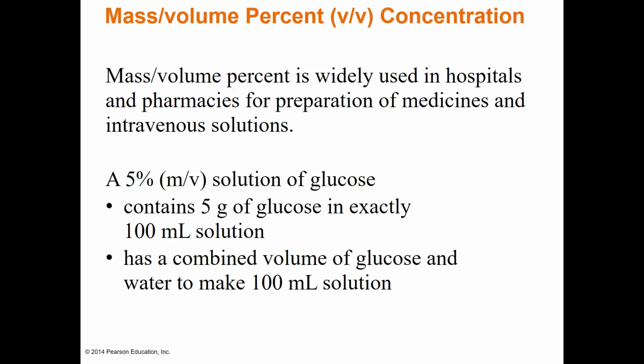It has a combined volume of glucose and water to make 100 ml solution. So you would prepare it by, for example, if you wanted to prepare it in this volumetric flask right there, you would take 5 grams of glucose in here, and then you would add water to the 100 ml mark. That way, the glucose powder and the water together give you a volume of 100 ml, because at the bottom you need to put down as the denominator the volume of the solution.